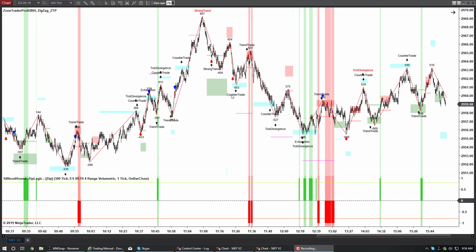Now you're going to see things like the counter trend trade and the strong trend trade. You're also going to see warnings. As price traded through the counter trend zone here, I was displaying a warning that said strong trend, so that you were aware not to take any counter trend short trades, which would have very poor risk reward.